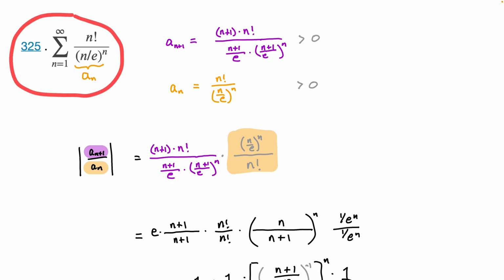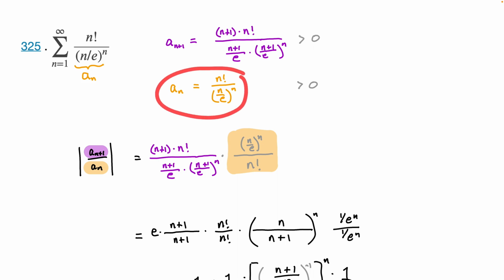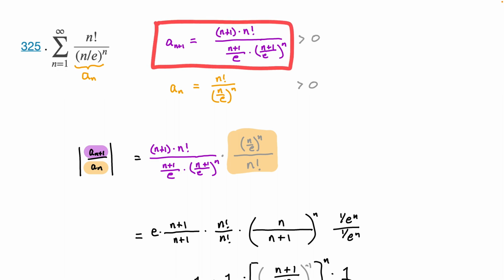Exercise 325, applying the ratio test. I've copied over the terms of the sequence. Looking at this form of the terms of the sequence, I can see the explicit dependence on n. To write down the next term in the sequence, I simply need to replace out n with n plus 1.